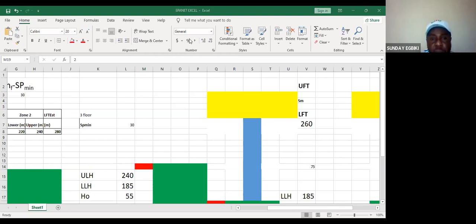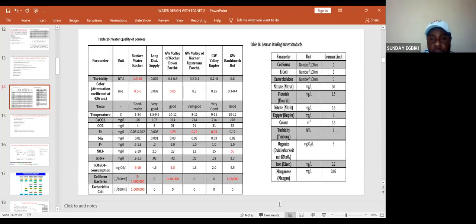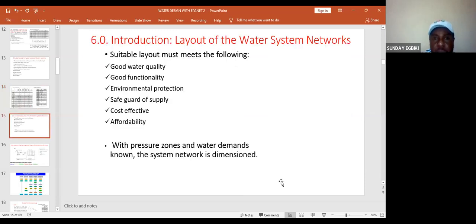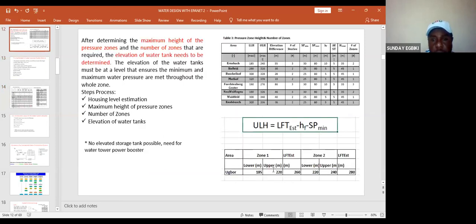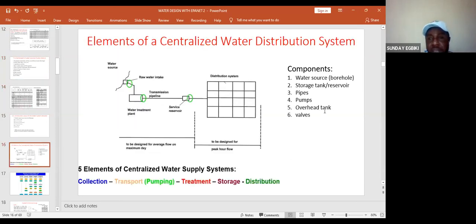Okay, so let me quickly go ahead and finish the other one. Now, the one I was discussing just now is that this water distribution system has various components. One, you have to know the source of your water, either a borehole or from a lake, or you have the storage tank or the reservoir. You can have the pipe, the pumps, the overhead tank and the valve. Uche will talk more about this tomorrow during the case study and also during the computer application.